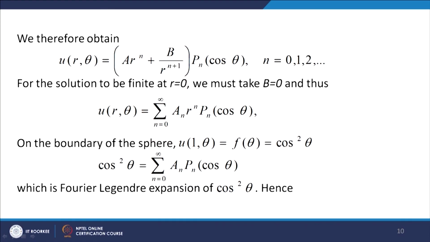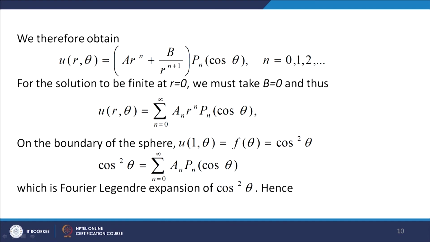Now, on the boundary of the sphere, we are given the potential to be equal to f theta, that is cos square theta. So, taking r equal to 1 in this equation, what we get is cos square theta equal to sigma n equal to 0 to infinity a n P n cos theta, which is the Fourier-Legendre expansion of cos square theta.